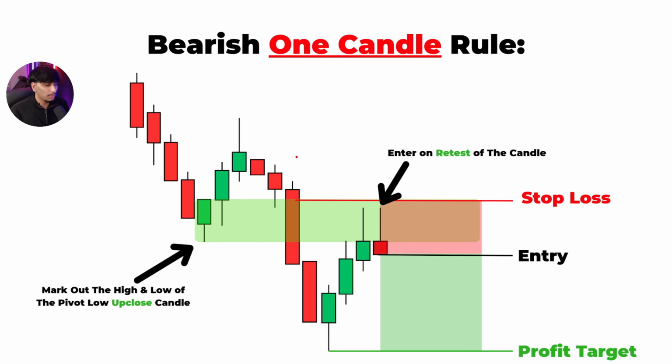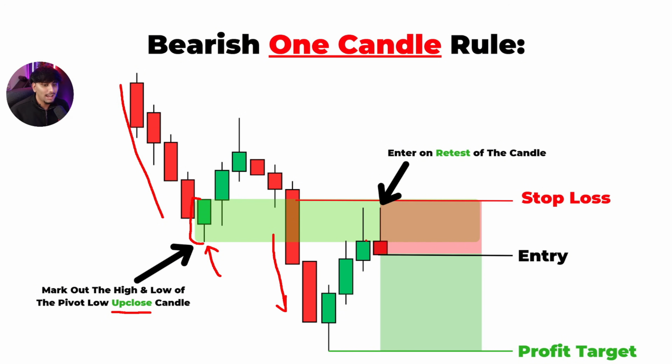Vice versa, before we get into the examples, I want to show you the bearish one candle rule so you understand that as well. For the bearish side, like I said, we mark out the high and low of the pivot low up close candle. So in this downtrend, we look for the lowest green candle. In this example, that would be this one right here. And we're going to mark out the high and low. And once again, we can shade that with the box to help us understand where it is. We simply wait for that stock to break below that level again.